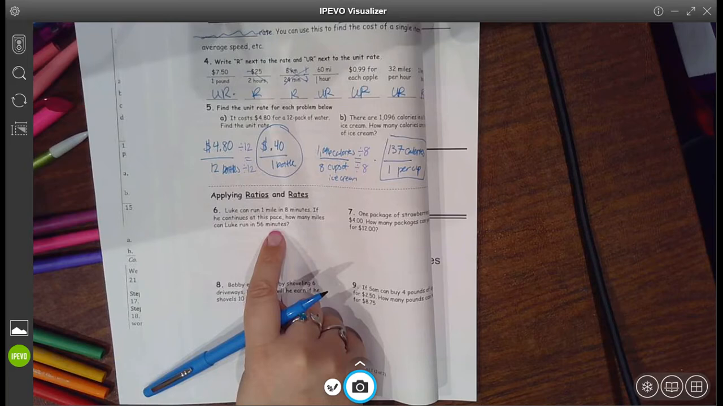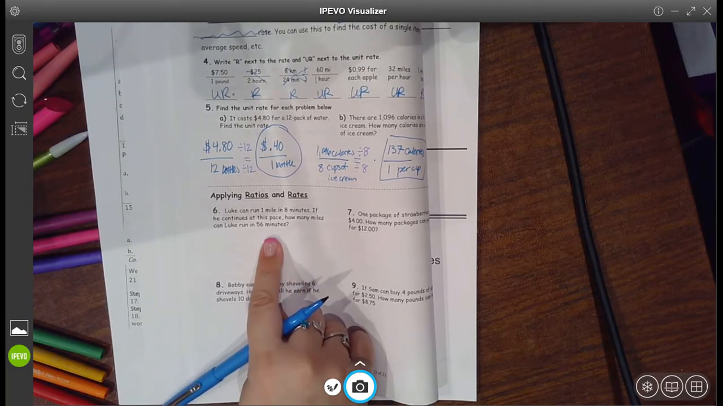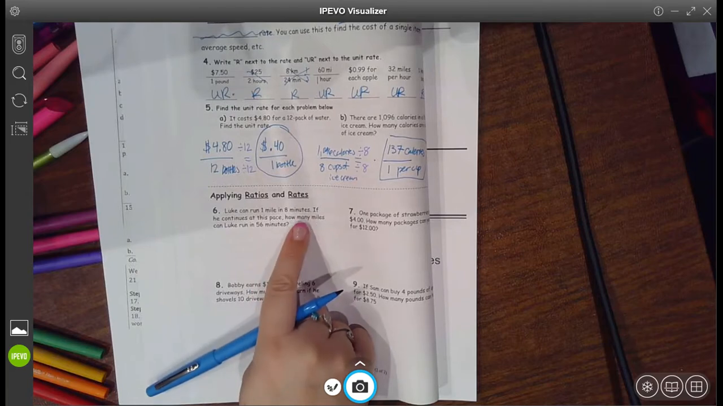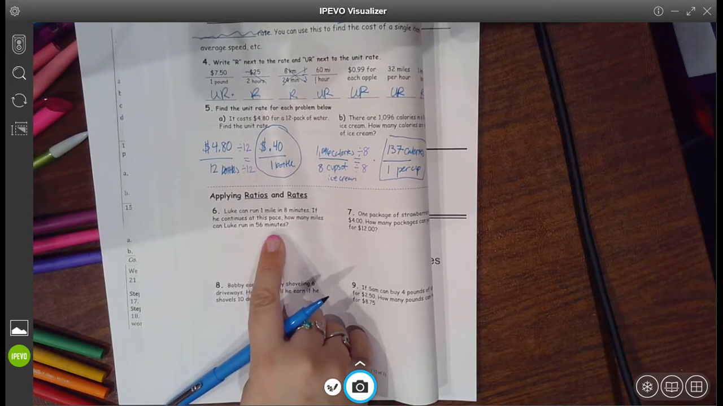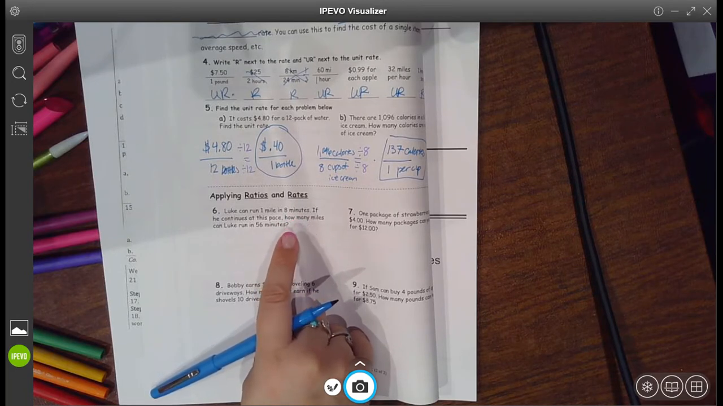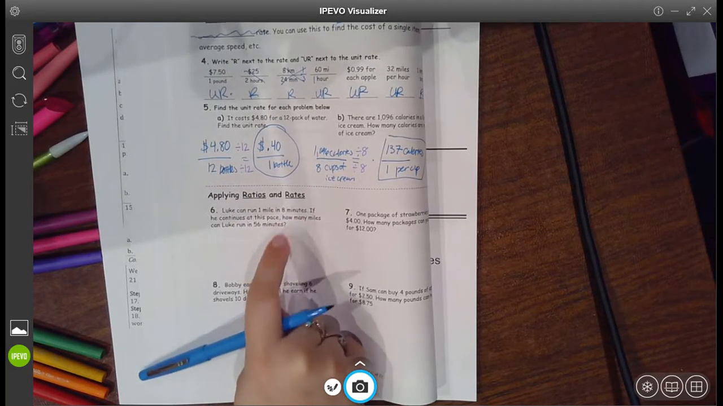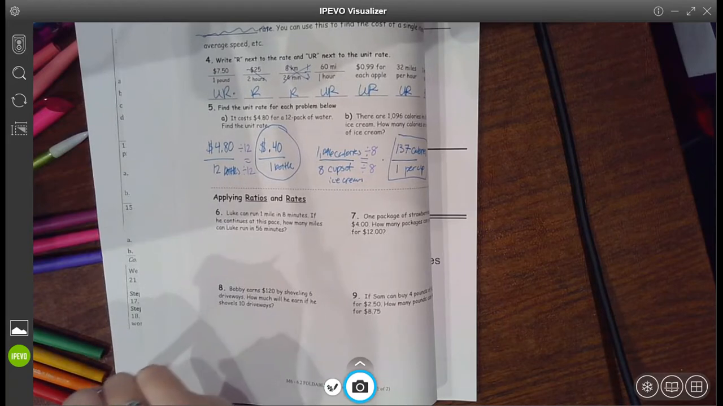So it'll give you one thing, like it gave me 56 minutes. And then it'll ask me something else, like how many miles can he go if he ran in 56 minutes? Well, minutes was given twice, right? 8 minutes and 56 minutes. The minutes will go on the bottom. So whatever unit they give me two of, that goes in the denominator. And the thing they're asking about, how many miles, that's what's going to go in the numerator for this first part when you're deciding what to put where to find your unit rate.